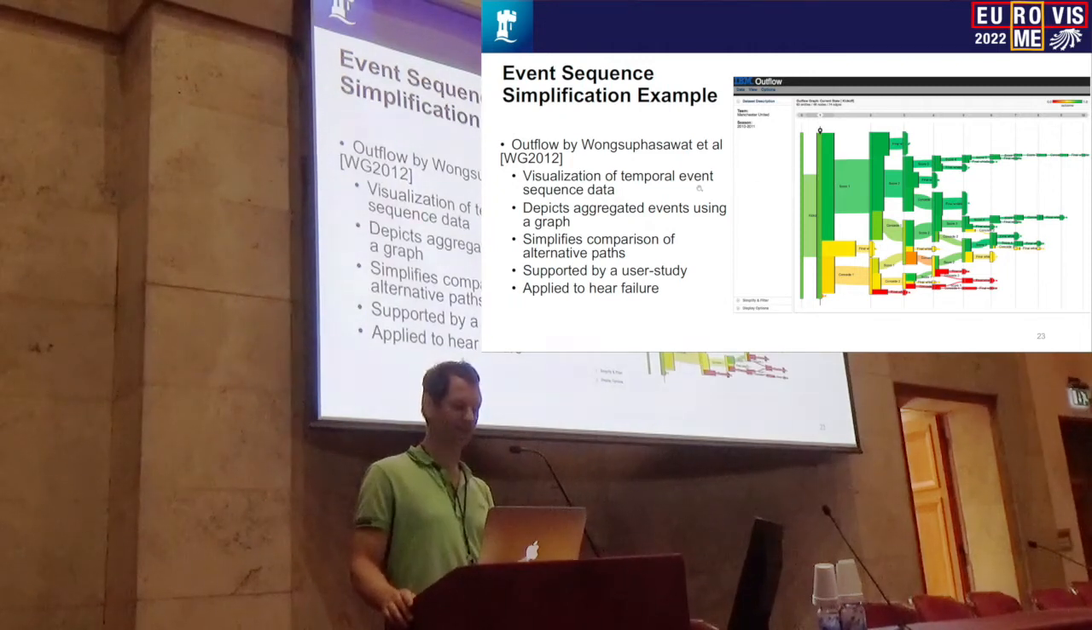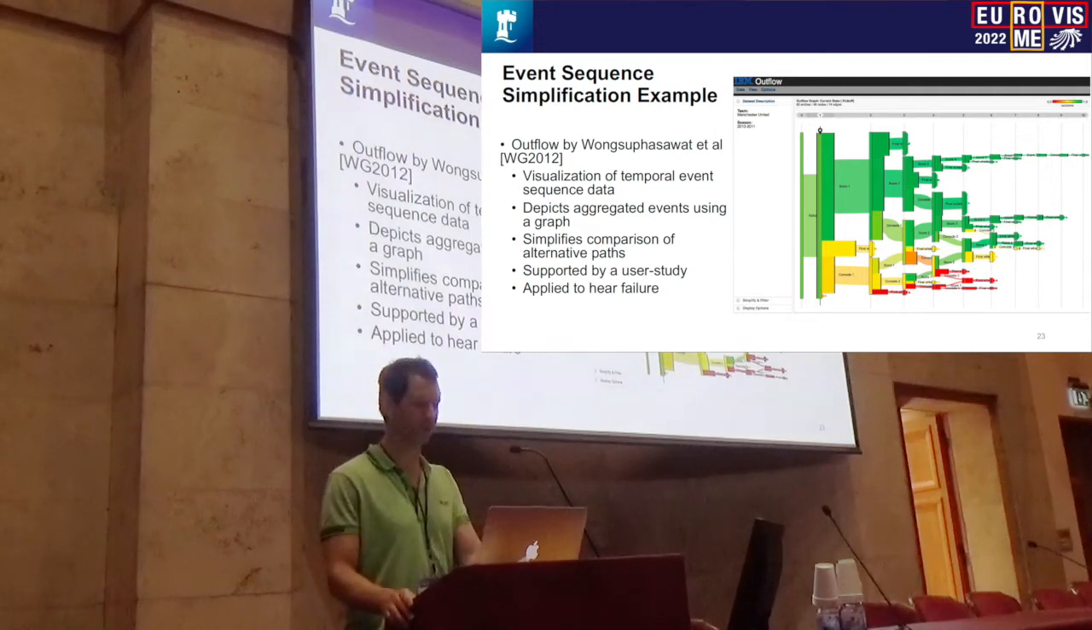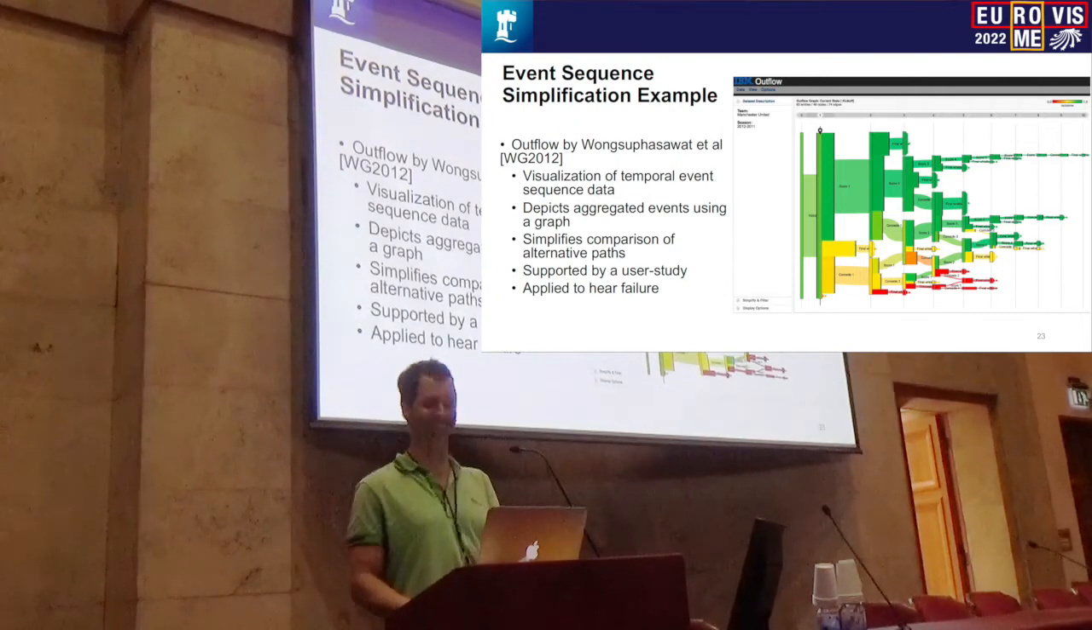And these events occur successively over time, so it's a time-oriented visualization, and it aggregates the events in this kind of tree graph. It simplifies the comparison of alternative paths and common paths. It's supported by a user study in the paper, and in this case, it's for heart failure. It's a study of heart failure, not hear failure.